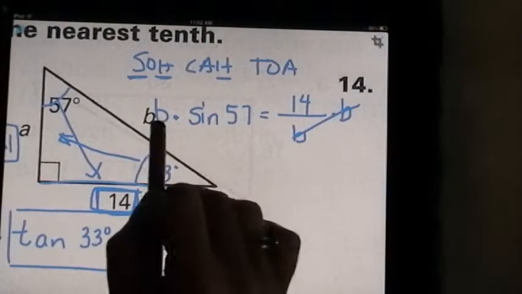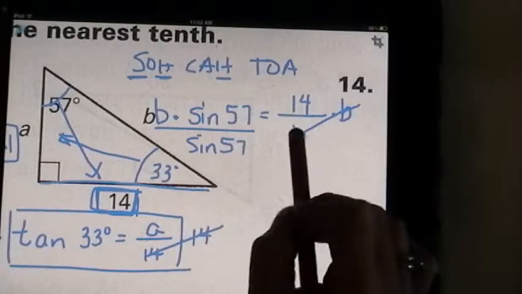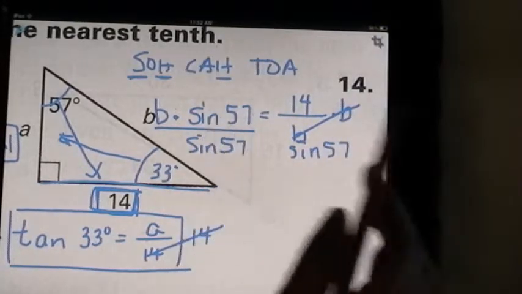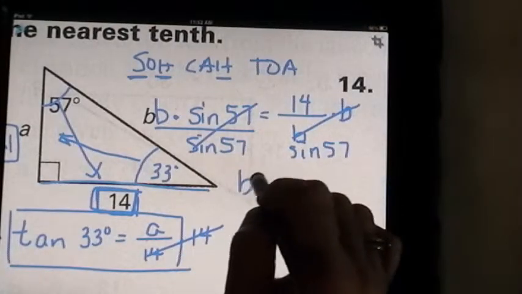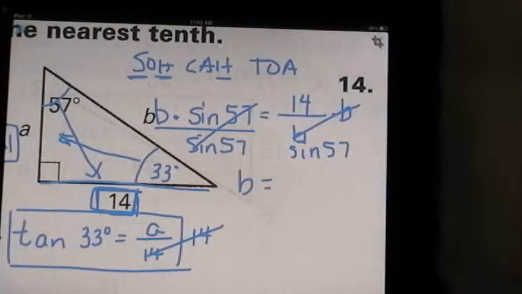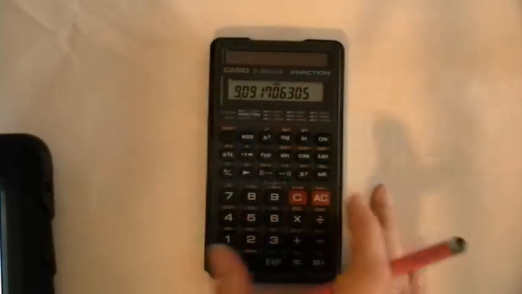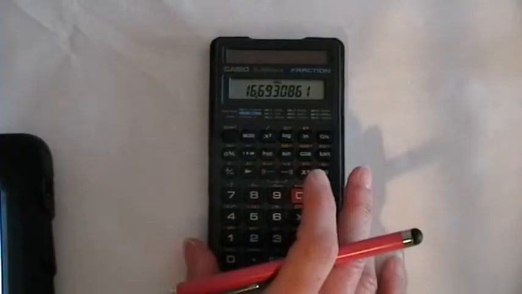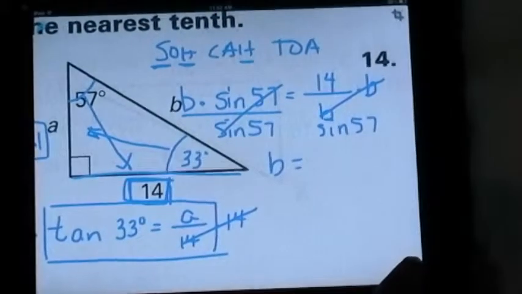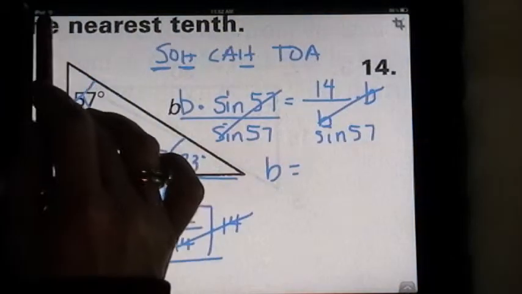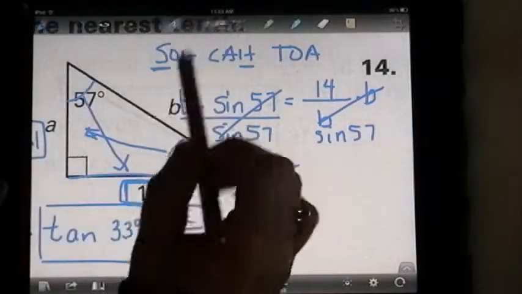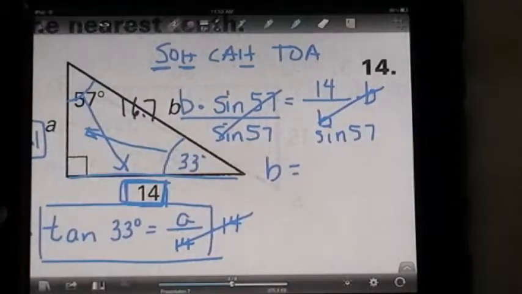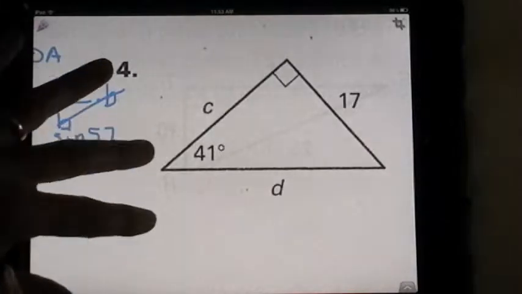Okay, I've got to get the B out of the denominator, and then I have to divide by sine 57. Once again, the part that I need to see is the original equation, and I've got 14 divided by sine 57. In order to see the calculator, I have to move the iPad out of the way. 14 divided by 57 sine equals 16.69, which rounds to 16.7. So B is 16.7, and I have found both variables. Okay, let's move over and do another one.